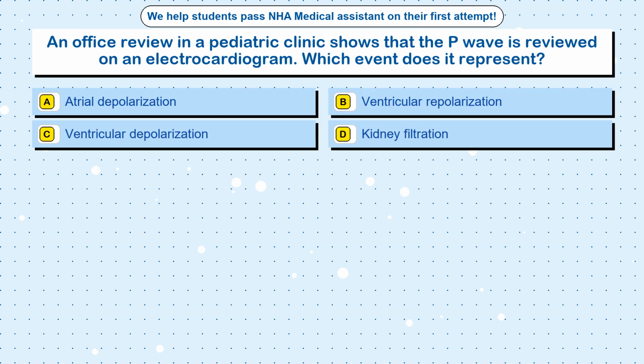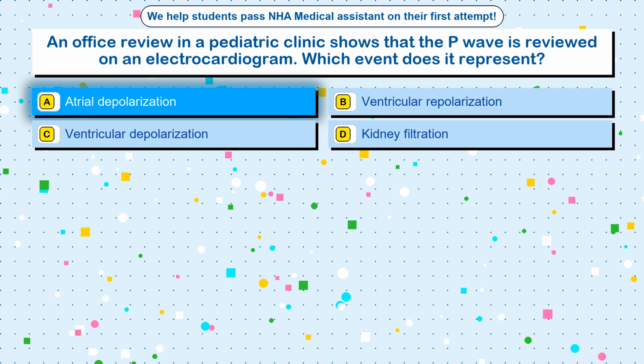Question 29. An office review in a pediatric clinic shows that the P wave is reviewed on an electrocardiogram. Which event does it represent? Option A, atrial depolarization. Option B, ventricular repolarization. Option C, ventricular depolarization. Option D, kidney filtration.